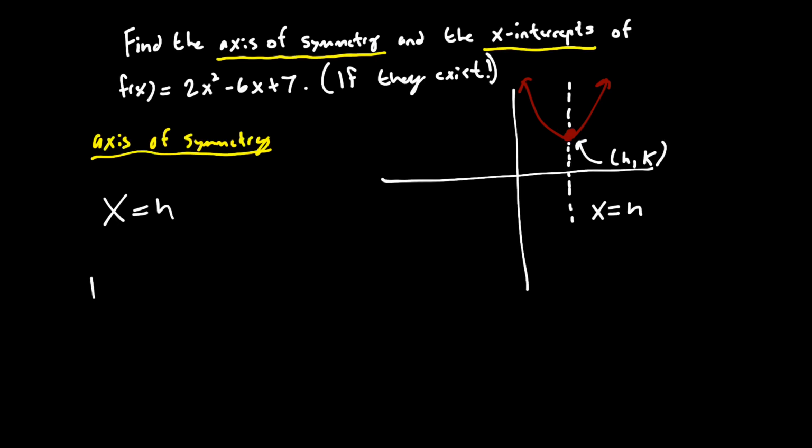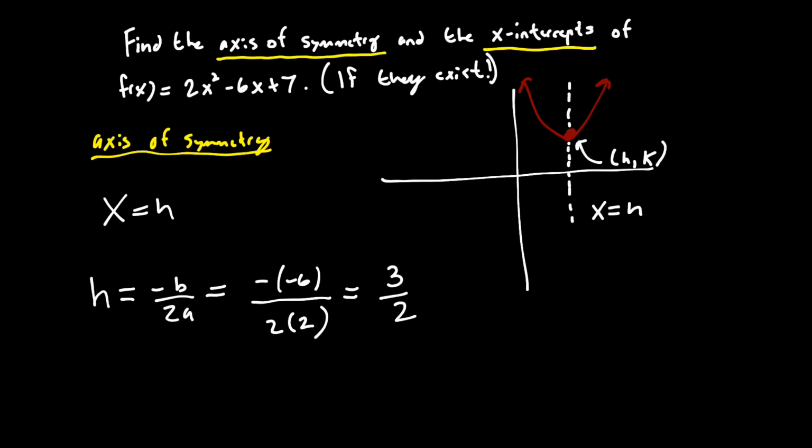So the only thing that we need to compute is our number h, and h is given by negative b divided by 2a. So this is going to be equal to negative negative 6 divided by 2 times 2, which, if you simplify this, you'll get that this is 3 over 2. So the axis of symmetry is given by x is equal to 3 divided by 2.